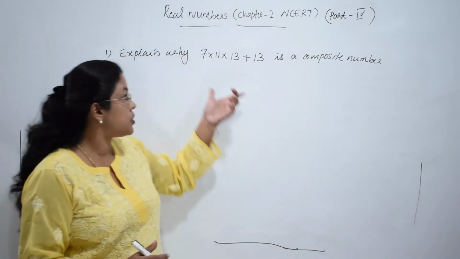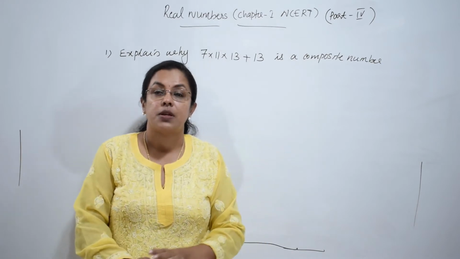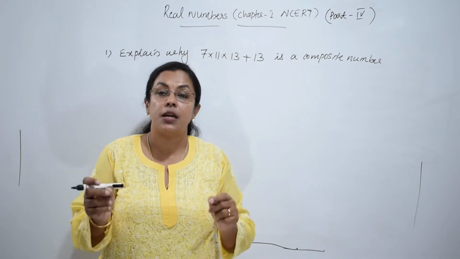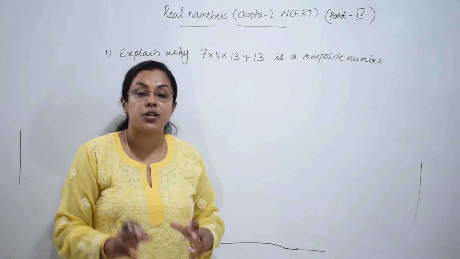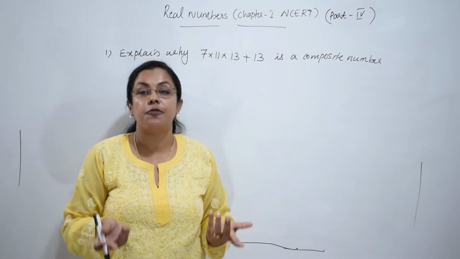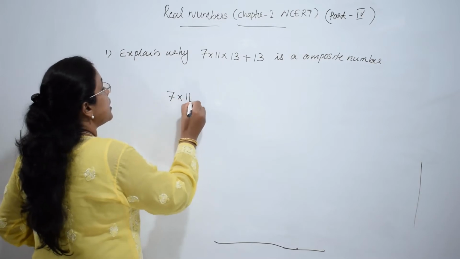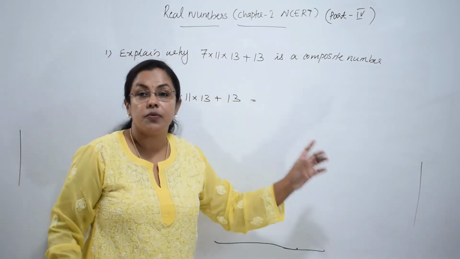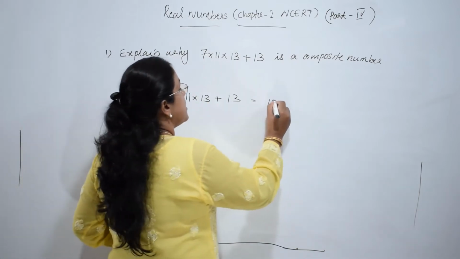Suppose we are able to write this as a product of primes, then it means it is a composite number. That means we are trying to write this as the product of primes. How? Look at the question: 7 into 11 into 13 plus 13. What is common? 13 is common. Take 13 outside.